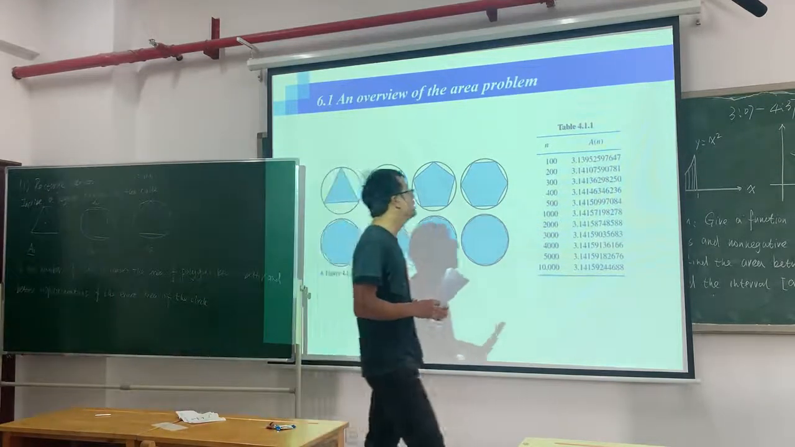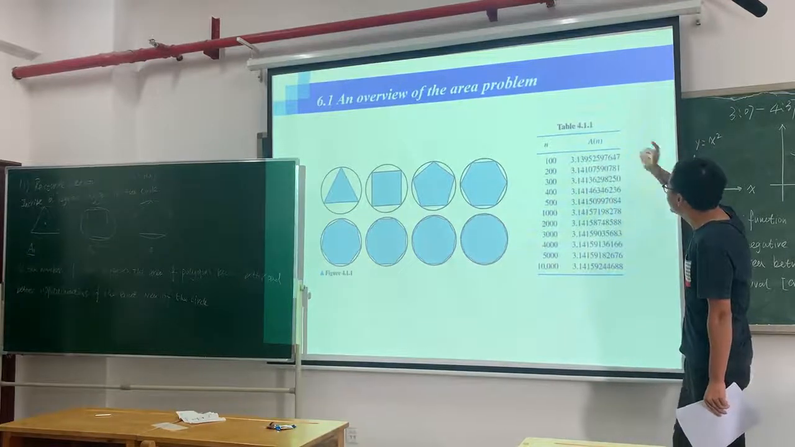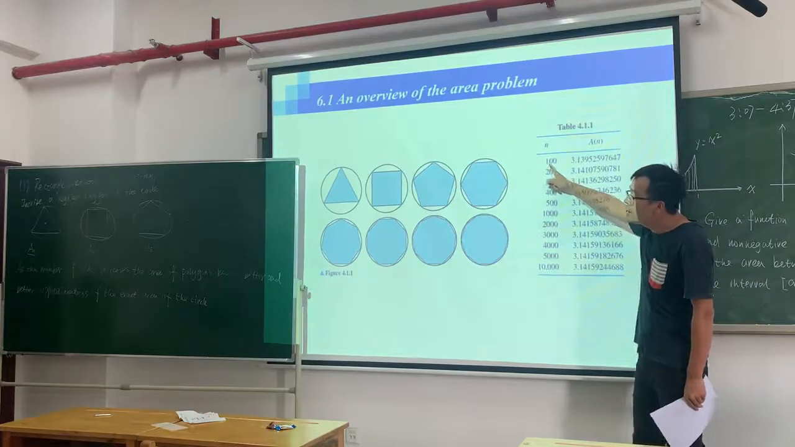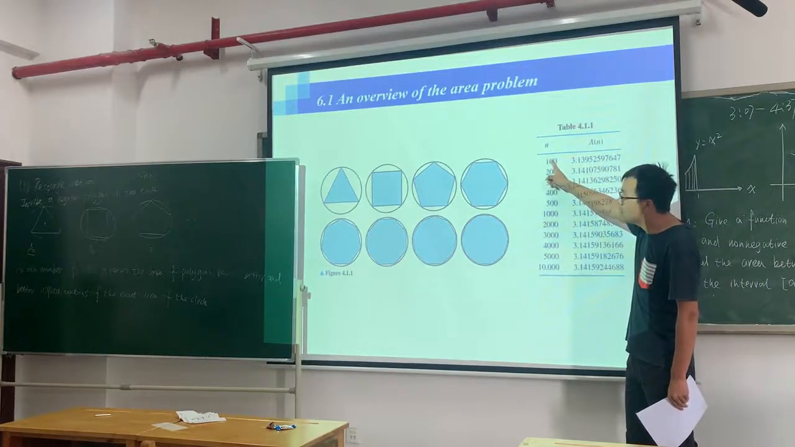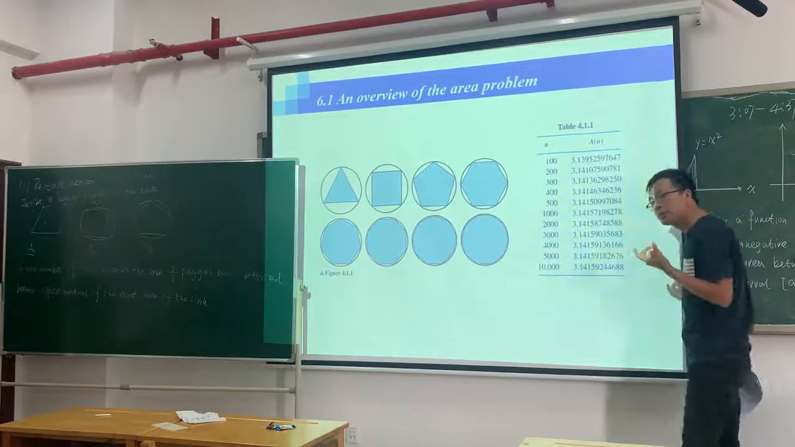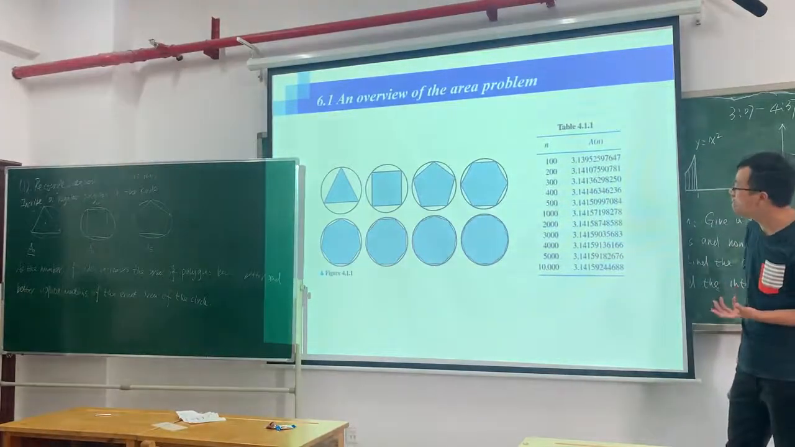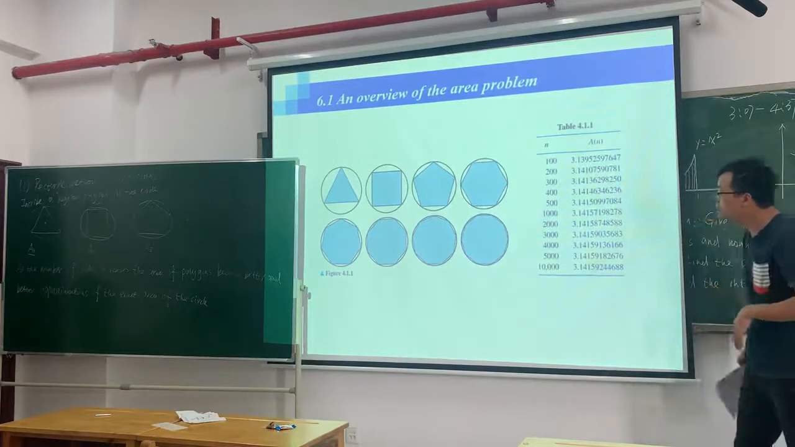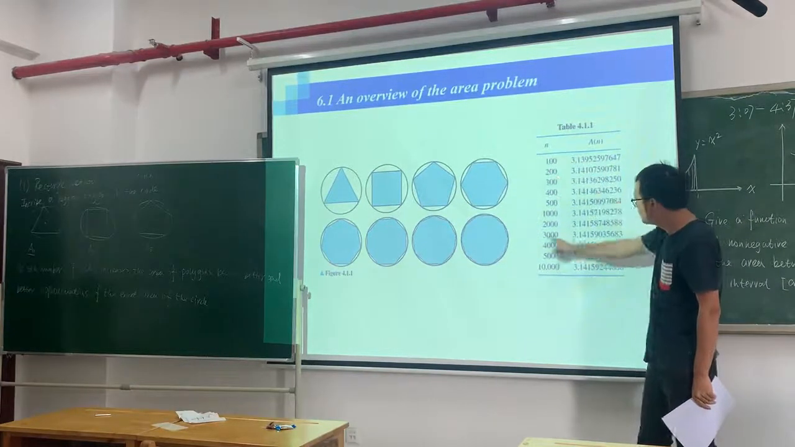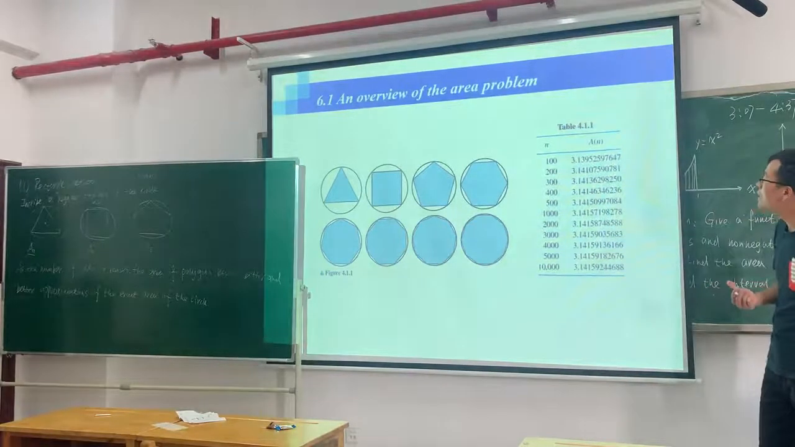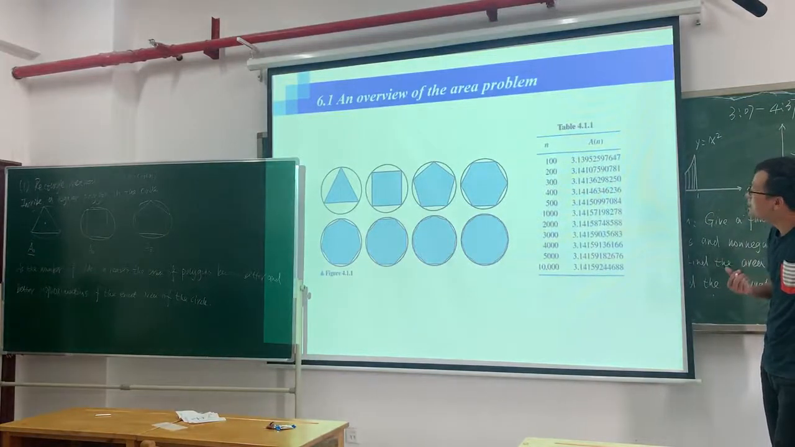So here we can see n is the number of sides. Here A_n means the area of the polygon. So A_100, when the number of sides equals 100, A_n is the area of the regular polygon. So it's 3.1395 and so on. And now we increase n, so we can see that when n increases, A_n gets a better and better approximation of the area of the circle.